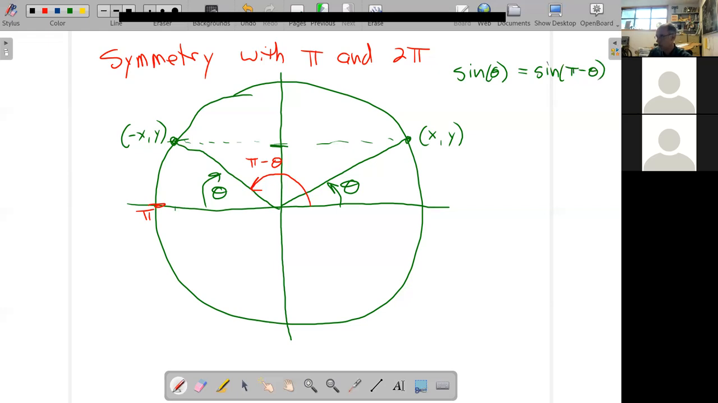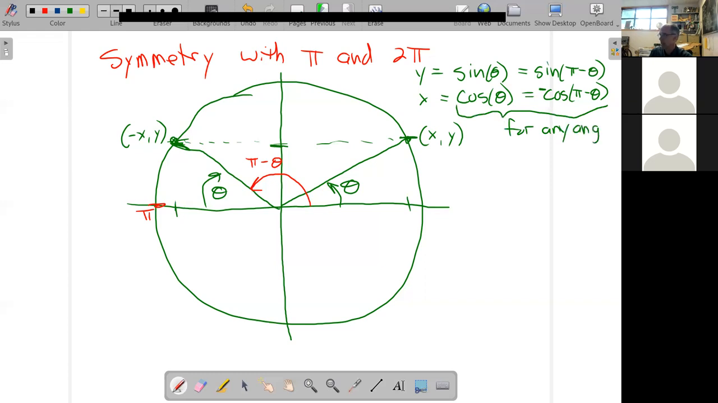As far as the cosine goes, if I consider the x value, right? Remember the sine is y, cosine is the x value. What do I know about the x values for theta versus pi minus theta? Well, if this x value is positive, then I'd swing over to pi minus theta. That's going to give me the negative version of that x value right there. So that means these have to be opposites. So the cosine of theta would be the opposite of the cosine of pi minus theta. And whenever we can make a general statement like this for any angle, this is called an identity.